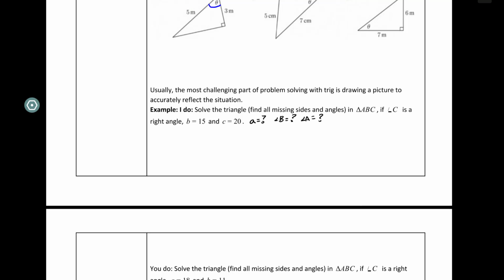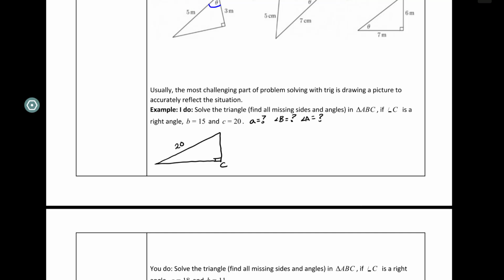So it might seem like we don't have enough information to go off of, but since we know it's a right triangle, we actually do. So go ahead and draw a right triangle. It doesn't matter exactly what the proportions of your right triangle are. What's important is that you label the correct right angle, and then you label the sides based off of that. So side C is going to be the one opposite of that. That's the hypotenuse, and that's going to be 20.